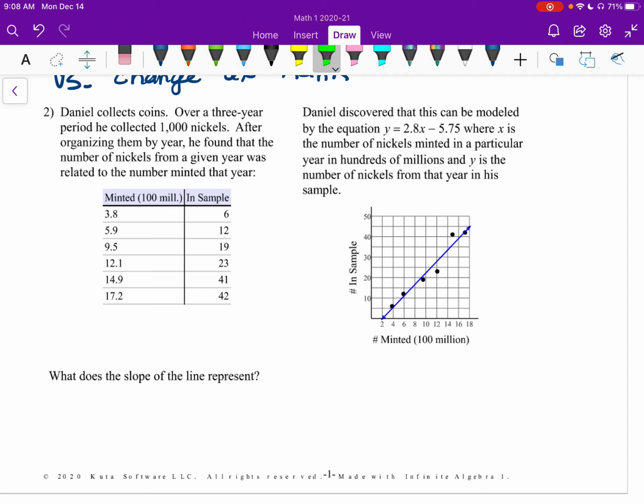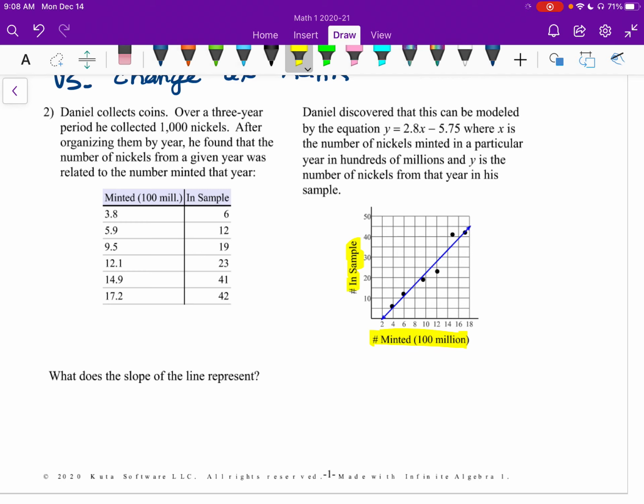So what does the slope of the line represent? Well, we could say the very stereotypical line that we did last time. We could say, well, the change in the number of sample versus the change in the number minted. But I'm going to try to word it just a little bit different, just so that we have some different ways to think about it.